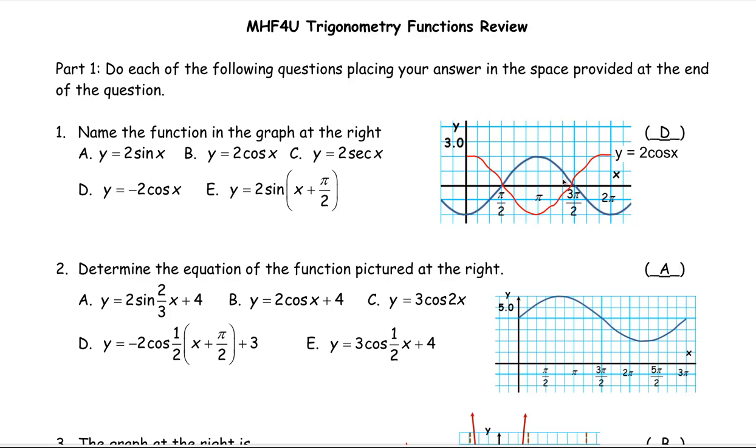So this function is the reflection of the red one in the x-axis. So it would be negative 2 cos x. So that's why D is the correct answer for question number 1.